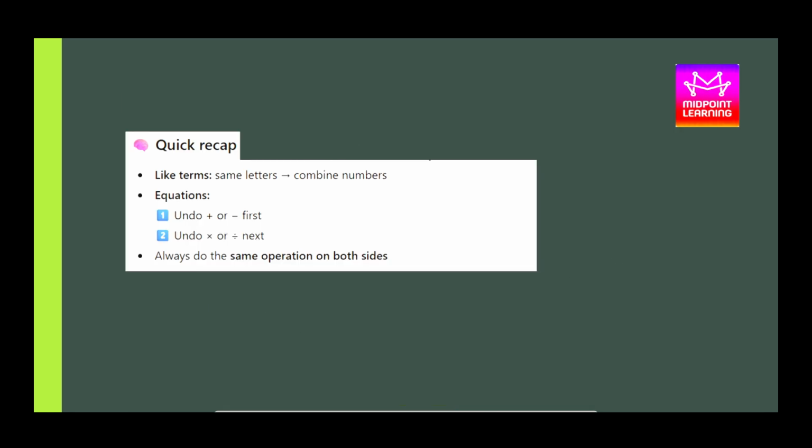So quick recap of what we learned today: we learned that like terms have the same letters, so we can combine those numbers, right? In equations, we can undo plus or minus first, and then we can undo multiplication or division. Always do the same operation on both sides in case of equations, right? When we have to solve equations, we always have to do the same operations on both sides.